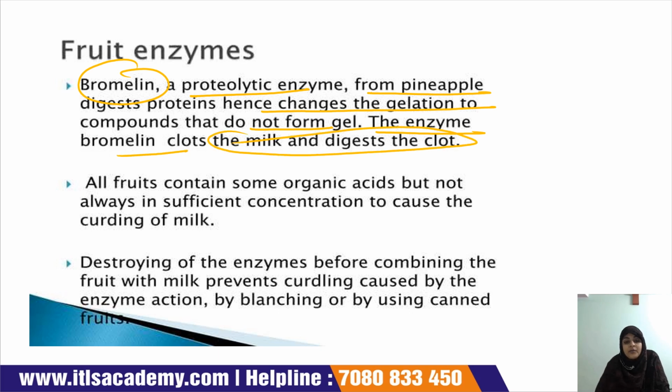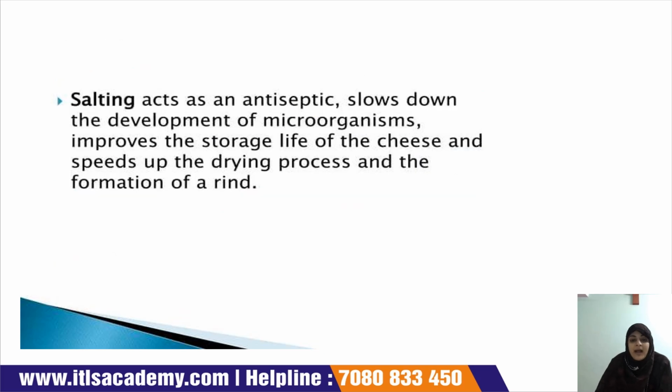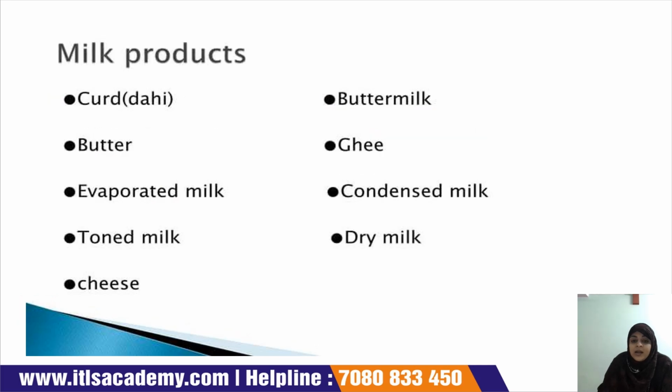All fruits contain some organic acid, though not always in sufficient concentration, which will cause curdling of the milk. Destroying the enzyme before combining the fruit with the milk prevents curdling, and this can be done by blanching or by using canned fruits. Salting also acts as an antiseptic, slows down the development of microorganisms, improves the storage life of the cheese, and speeds up the drying process and formation of the rind.